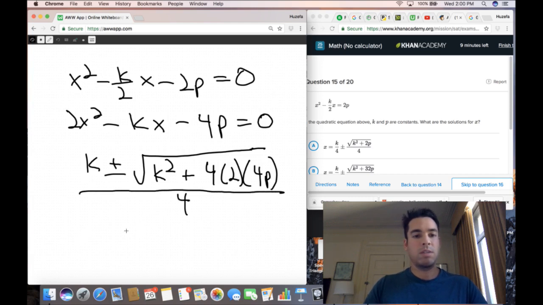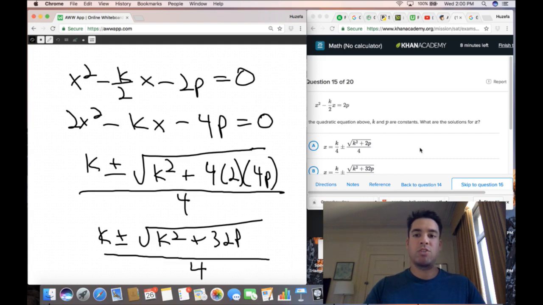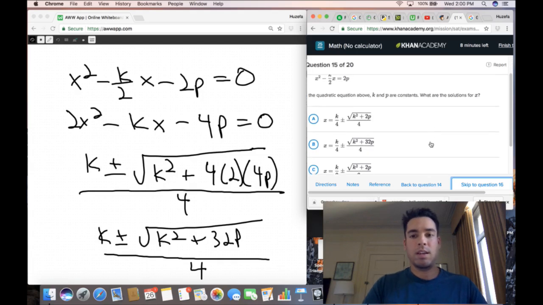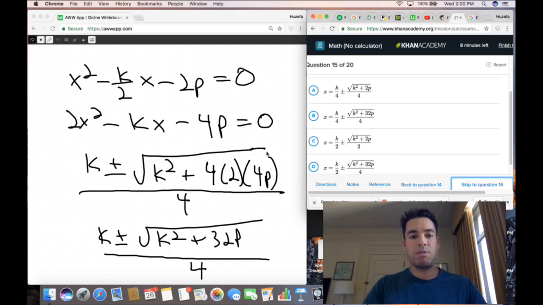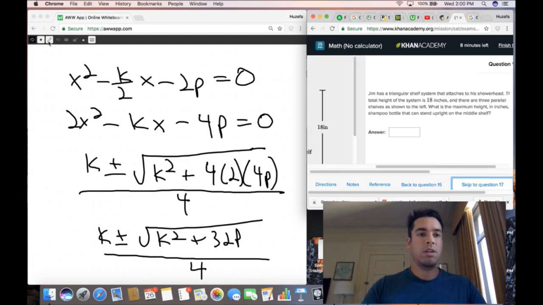And then this becomes k plus or minus the square root of k squared plus 8 times 4, which is 32p, over 4. And there's your answer. They've just moved the k over 4 to the front like this. It's the same thing. It's definitely B, right? We've got the k squared, we've got 32p, so that is good to go.